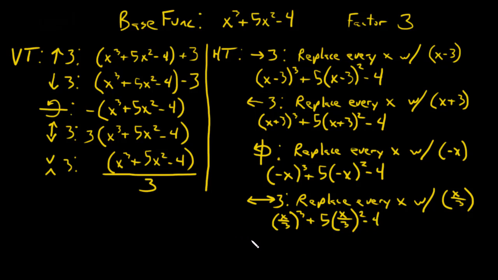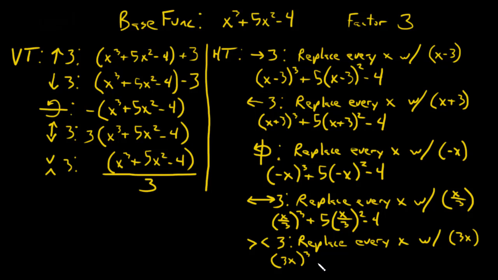And finally, if I want to compress it, shrink it horizontally by a factor of 3, I replace every x with what? Yep, I want to shrink it, so I replace every x by 3 times x. So here I go. I'm going to get (3x) cubed plus 5 times (3x) squared minus 4. Whew. So that's how you do it.